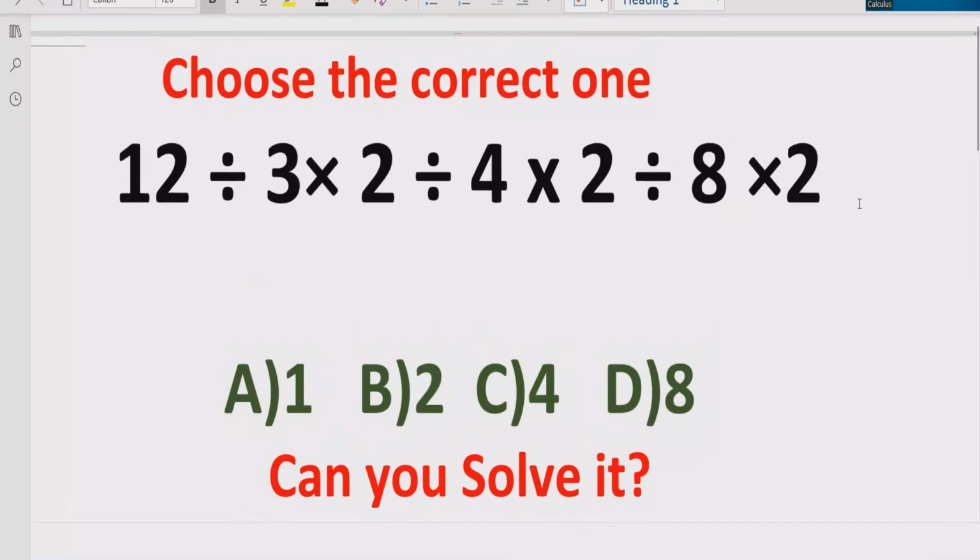Today we will solve another quiz which is related to arithmetic expression. The quiz contains two basic operations, multiplication and division. We have to solve this quiz using the PEMDAS and BODMAS method and find out the correct answer. In the answer list we have four answers. A is 1, B is 2, C is 4 and D is 8. So let's see after solving it which answer is correct.